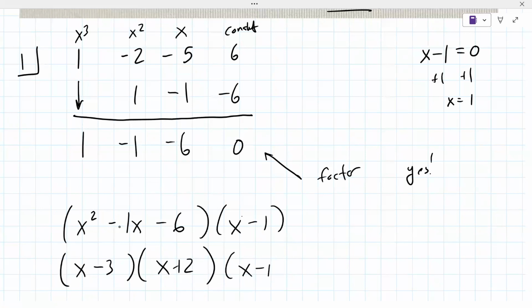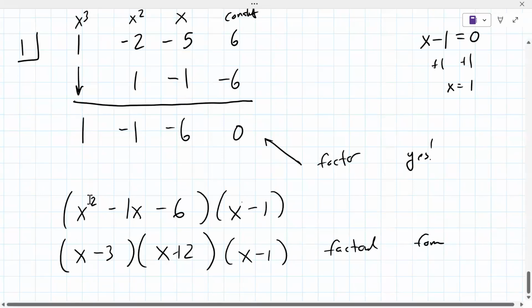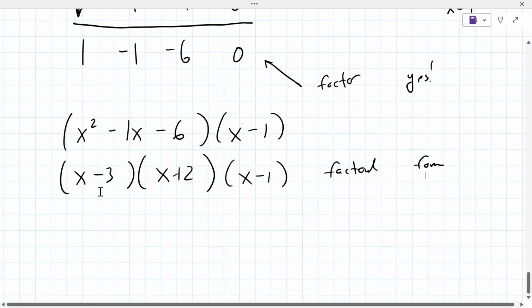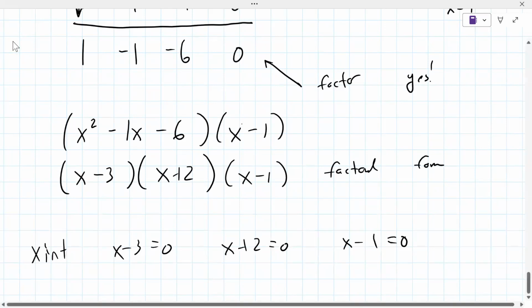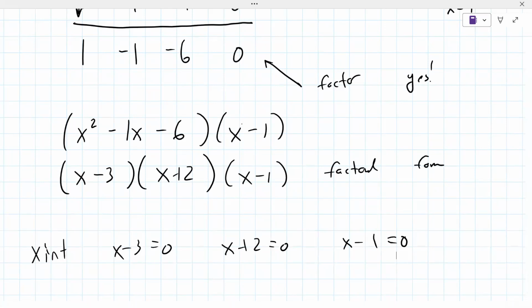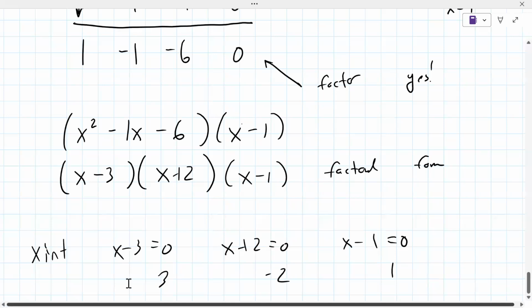So this is called factored form. Factored form gives you the x-intercepts. You get the x-intercepts by setting each of the factors equal to 0. Zach, could you give me the x-intercepts there, please? X equals +3, x equals -2, and x equals +1. Good. All right. Claire, any questions on what we did there? No, I'm good.